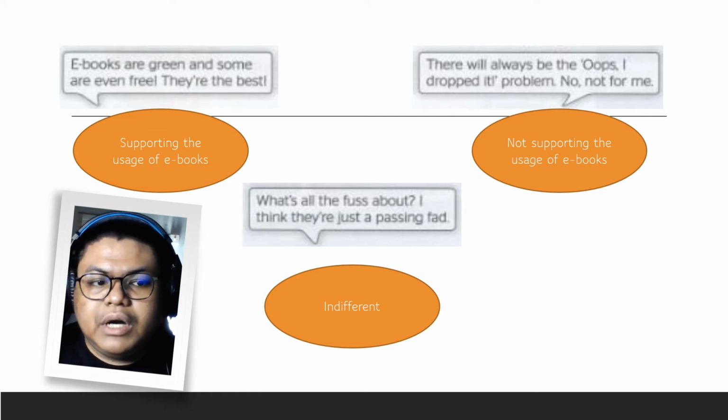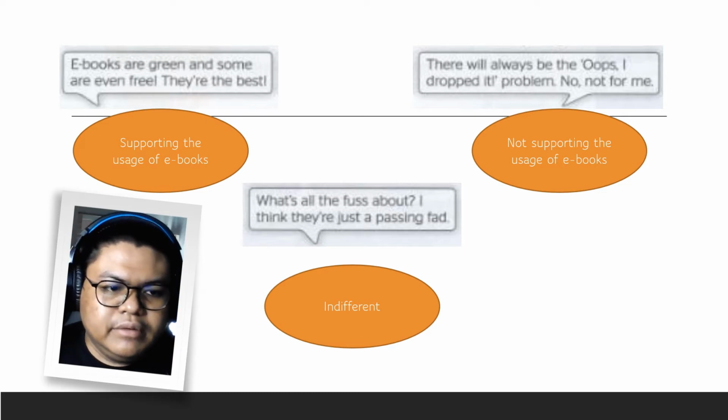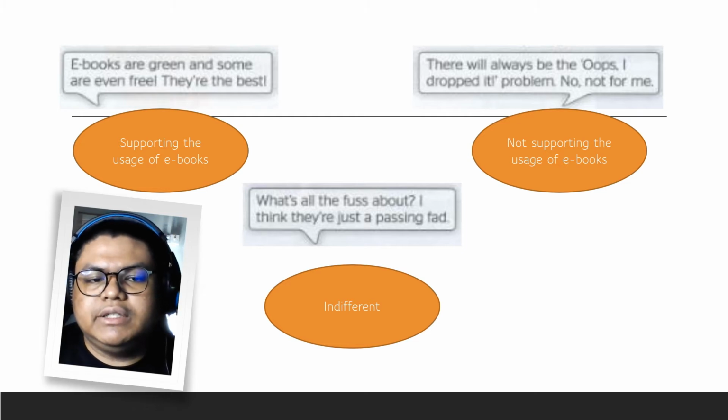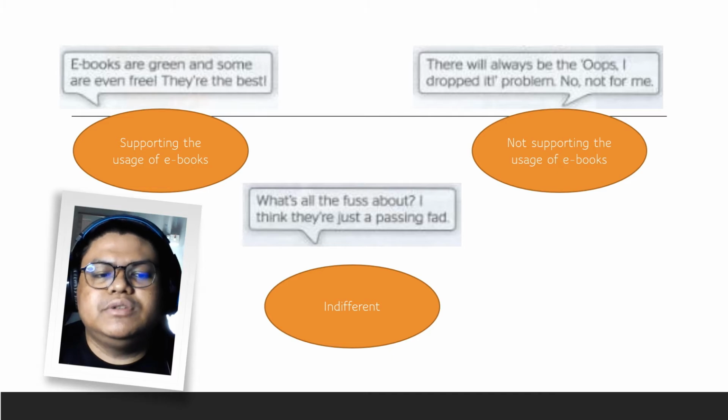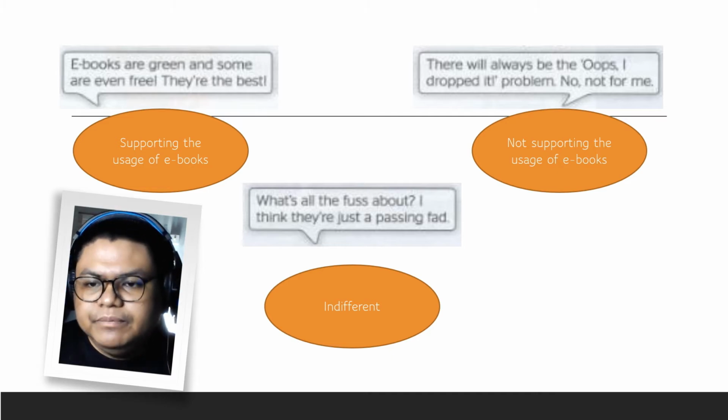Okay, you are free to choose whichever you want. Okay, so kalau kata awak menyokong, then lebihkan advantage. Okay, kalau awak kata tidak menyokong, then you write more disadvantage. If you want to be neutral, then you can write both with the same amount of numbers. Okay, advantage dengan disadvantage dia sama banyak. So you will become indifferent. Right, so let's move on.